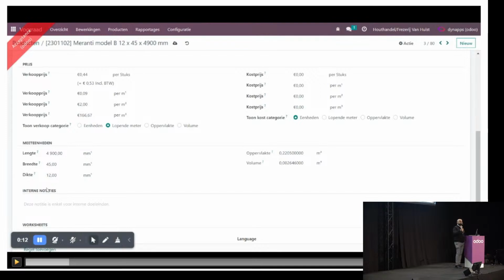So there's meters, there's square meters, and there's cubic meters. All the way at the top, in this area here, you see that we can provide the length, the thickness, and the width of the product, so that based on the dimensions, you can calculate what the meters, the square meters, and the cubic meters are.